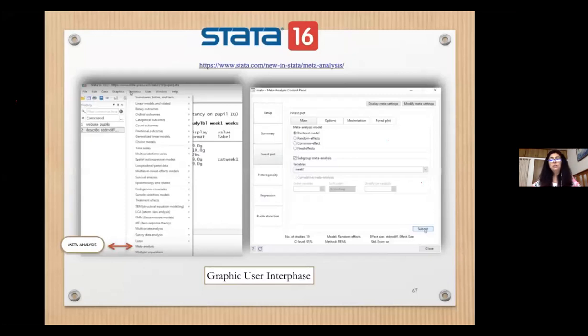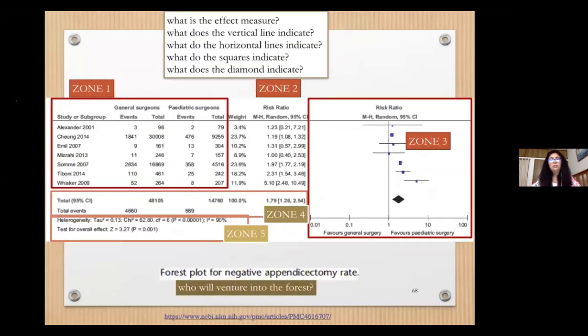Stata has this graphical user interface which makes life easier. You don't have to remember the commands. So we'll go through it. But before that, we'll just read this forest plot here, and then we'll go and make our forest plot.